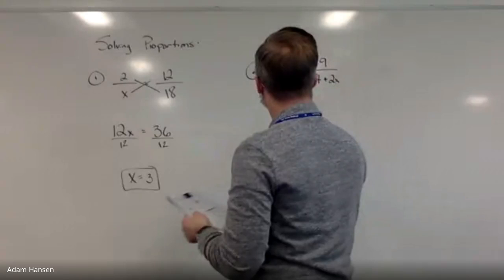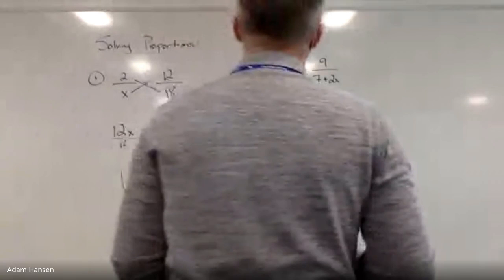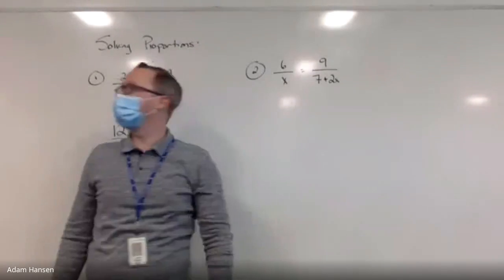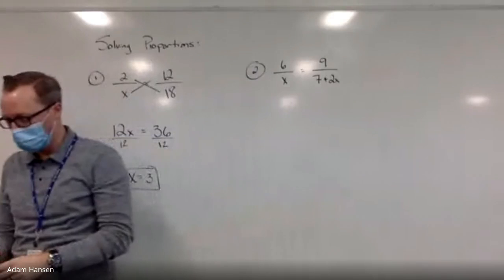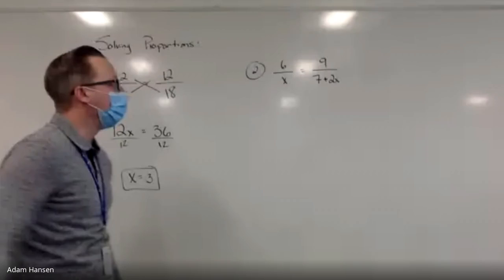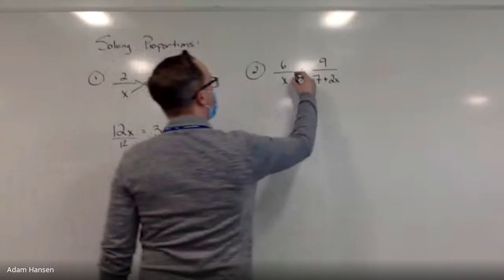I've got a couple of different variables and an expression here in this proportion. 6 is to x as 9 is to 7 plus 2x. Once again, take your cross products. Do the butterfly. Cross them up. Multiply the diagonals.